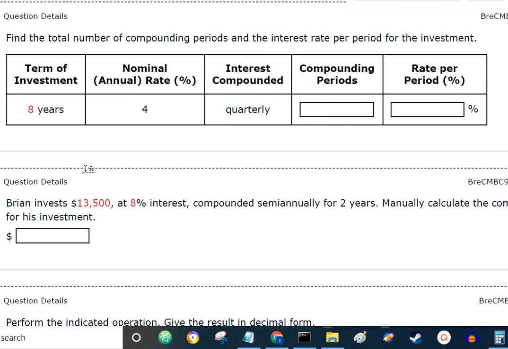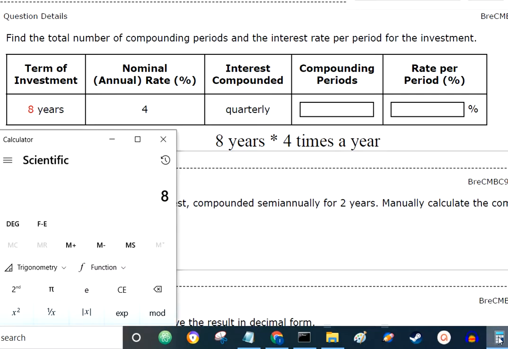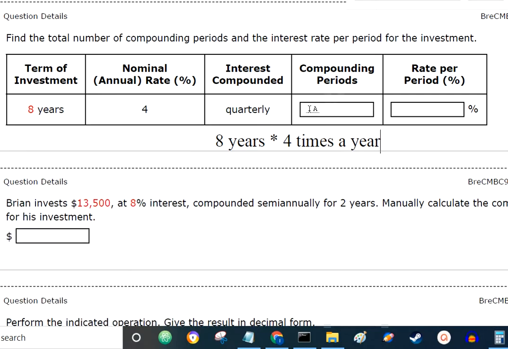Question 11 is talking about compounding, so that means it's chapter 11. The number of compounding periods, look, it's 8 years, and we're compounding quarterly, so 4 times a year. 8 times 4 gives us 32. There's 32 compounding periods. And the rate per period, remember when we did it by hand before we started using the formula, the rate per period just means you take the percentage rate for the year and you divide it by the number of compounding periods. So 4% divided by 4 equals 1% per period.